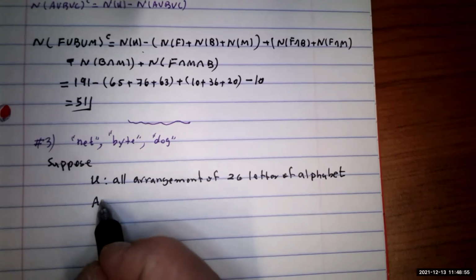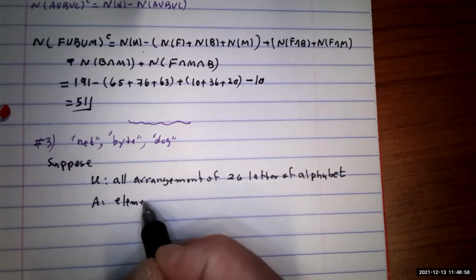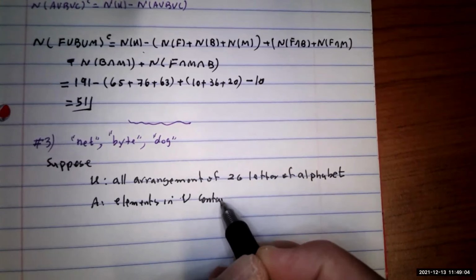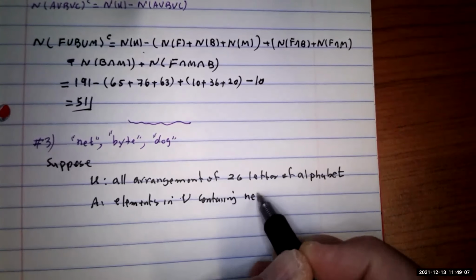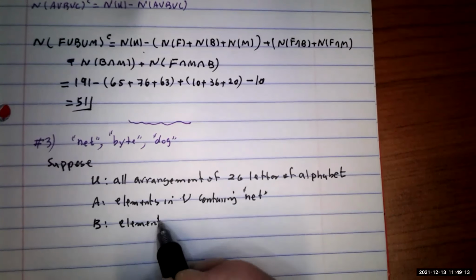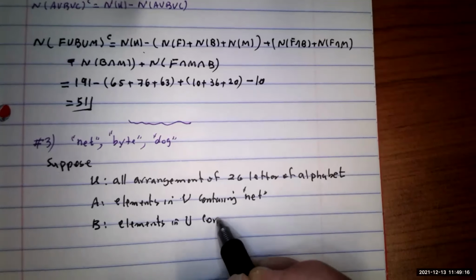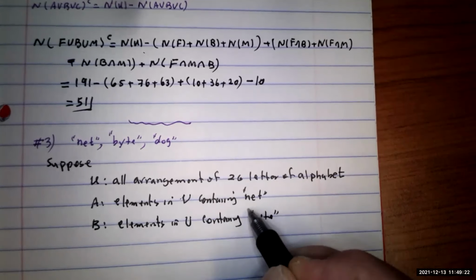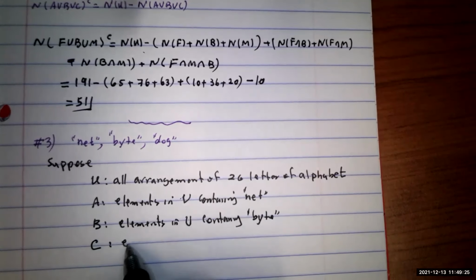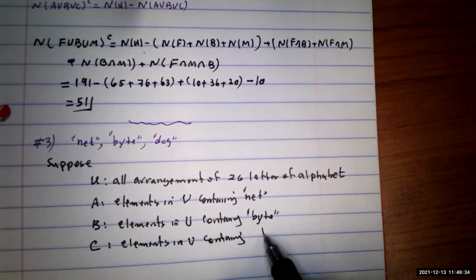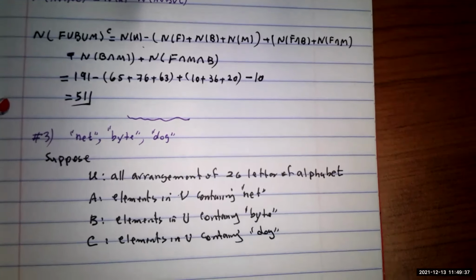Then A is going to be, let's say, elements in U containing the first word, containing net. Your B is going to be, again, elements in your universal set U containing the second pattern, which is bite. And the C is going to be elements in U containing dog. Okay, so that's it. That's a pattern.